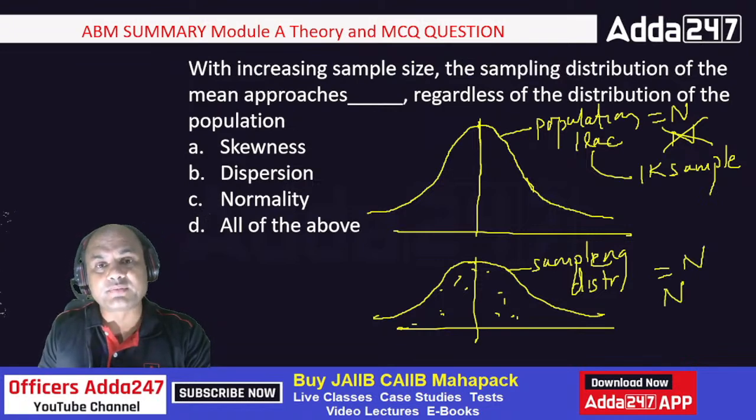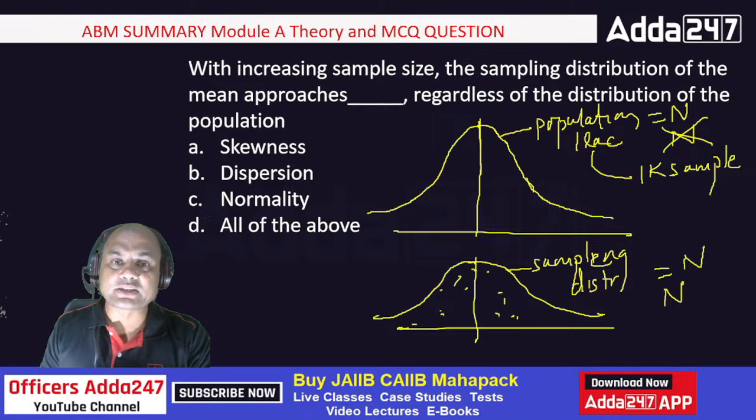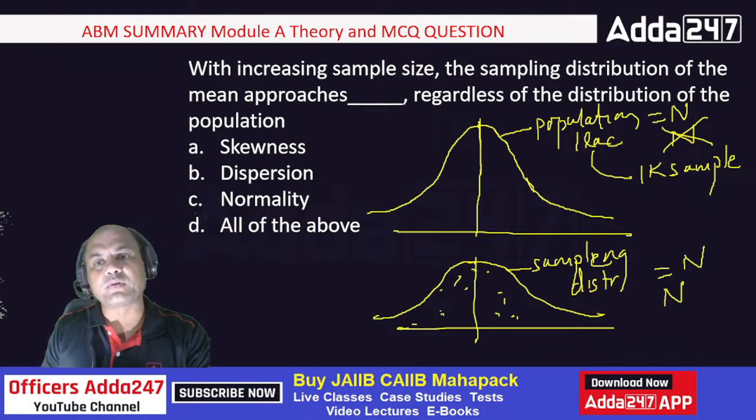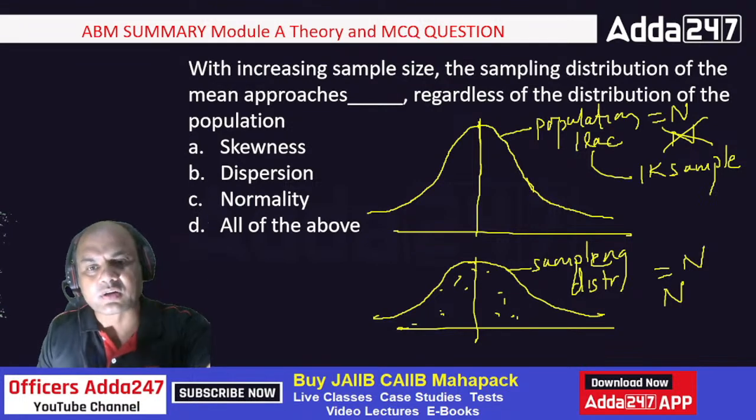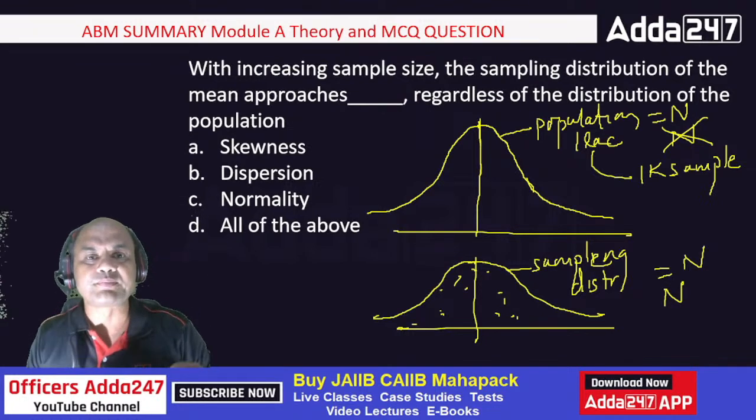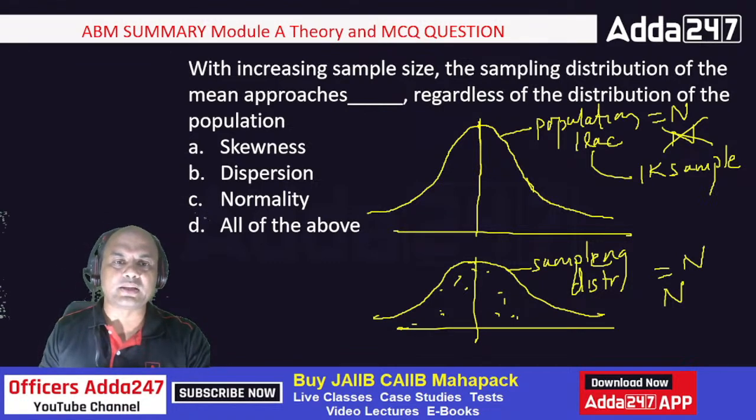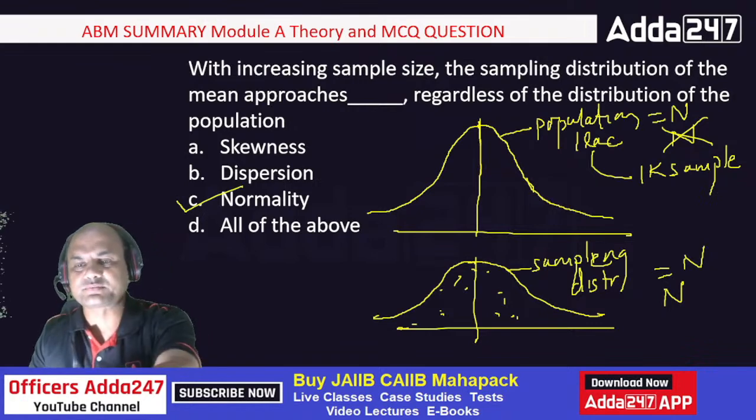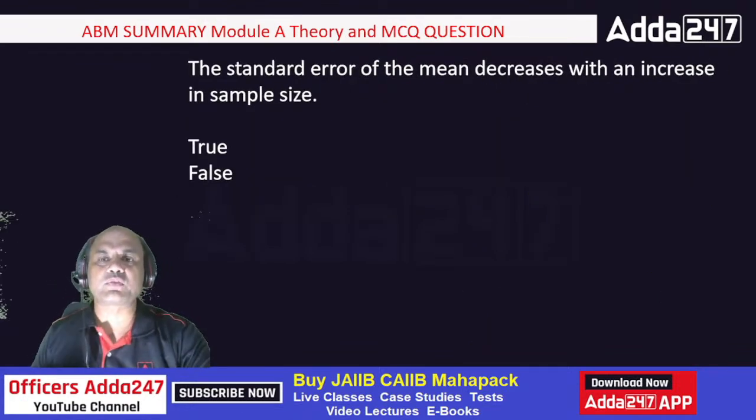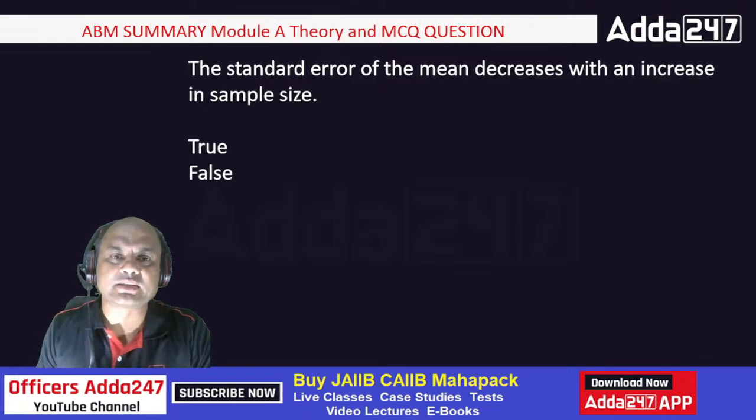So what does this mean? With increasing the sample size, the sampling distribution of the mean approaches what? Skewness, dispersion, normality, or all of the above. Regardless of the population distribution, whether this population is normal or not, your sampling distribution will always be normal. Okay. So the answer over here is normality.